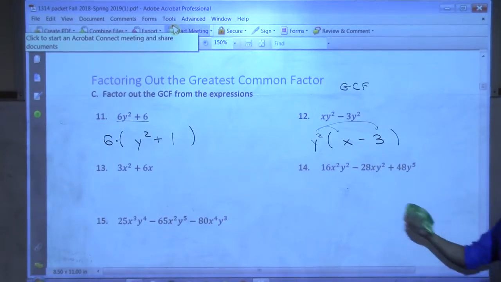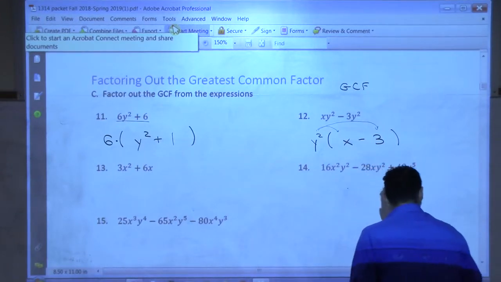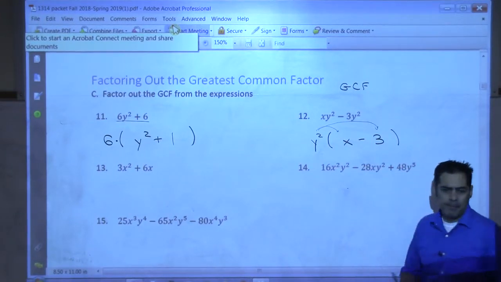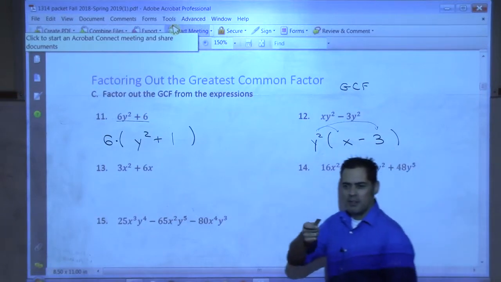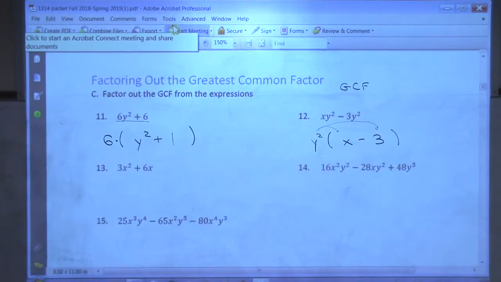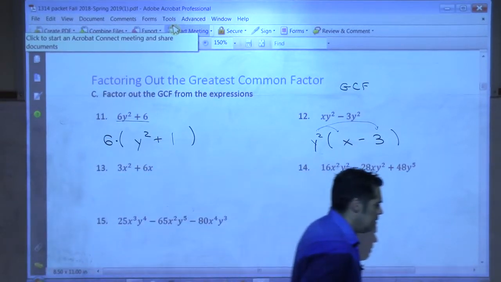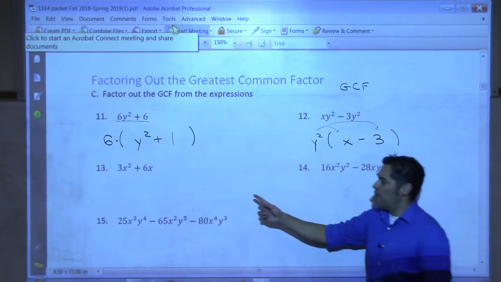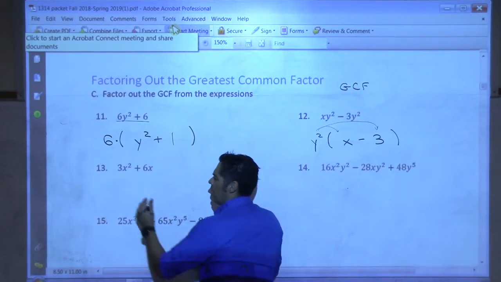Does this look familiar? Yes? Anna? Where's Anna? How you doing, Anna? You want to do the next one, Anna? Okay, so tell me, Anna, in terms of numbers, what, 3? Right? So 3 goes into both of these. So I pull out a 3.